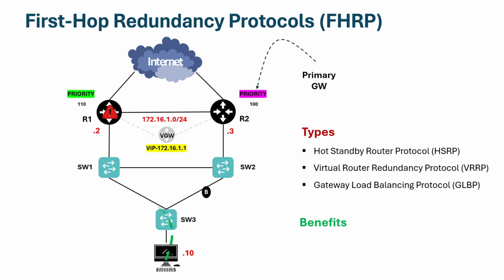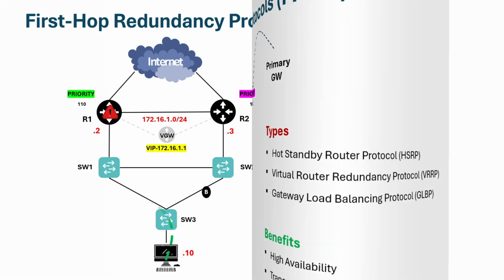Let's look at some of the benefits of FHRPs. It offers high availability, which is the main important thing of FHRP. If one gateway fails, another automatically takes over without requiring manual configuration on the host. And then there is transparency. Hosts interact with a single virtual IP address regardless of which router or switch is actively handling the traffic, so the switchover is seamless and transparent. To conclude, FHRPs like HSRP, VRRP, and GLBP are essential tools for achieving layer 3 resiliency in network design. That's it for this session.